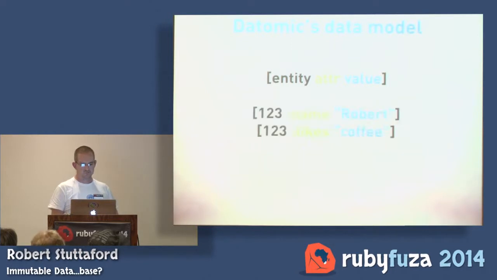So for example, I like coffee. My entity number is 123 in the database. Name is the attribute, Robert, and so on. So that's how we store the now data, the data we have today.